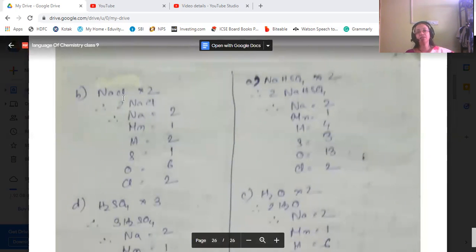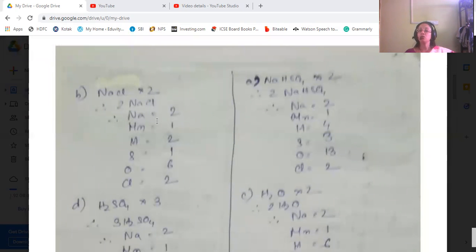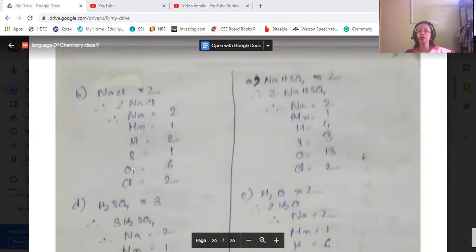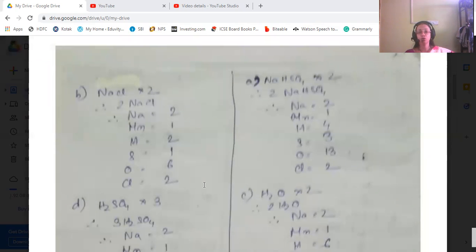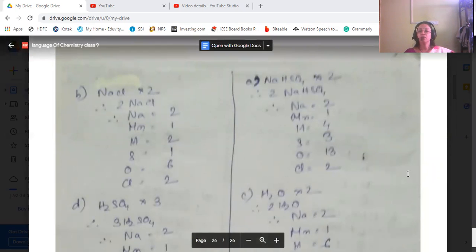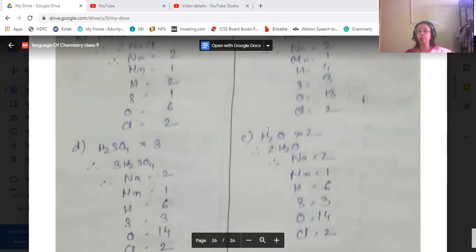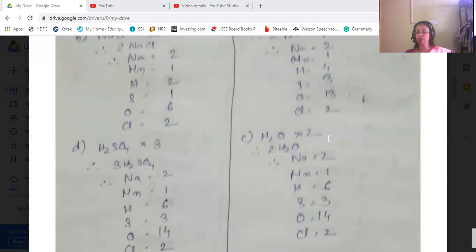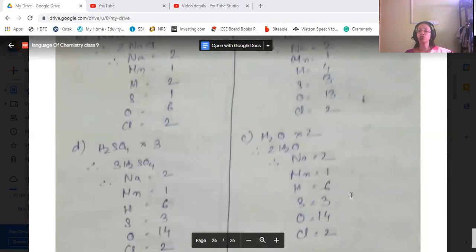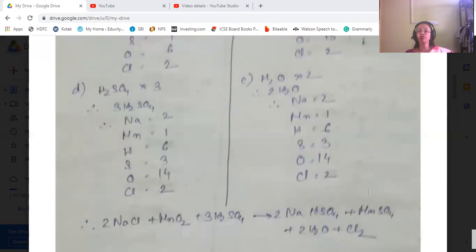Second step will be NaCl multiplied by 2. So that makes sodium is equal to 2, Mn 1, hydrogen 2, sulfur 1, oxygen 6, chlorine 2. Okay. So we need to multiply water with 2 now on the third step on the product side. So Na is equal to 2, manganese 1, hydrogen 6, sulfur 3, oxygen 14, chlorine 2.